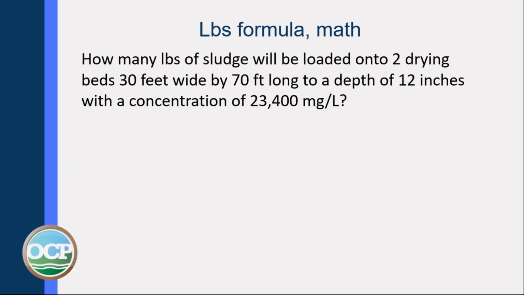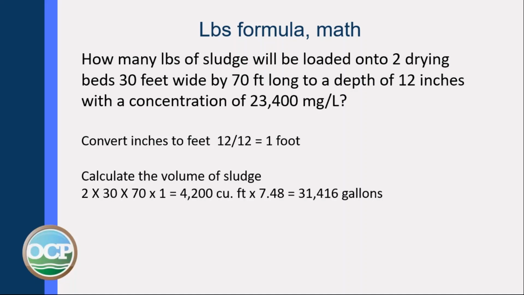There's your question again. How many pounds of sludge are loaded onto 2 drying beds, 30 feet wide by 70 feet long, to a depth of 12 inches with a concentration of 23,400 milligrams per liter? Convert the inches into feet. 12 divided by 12 is 1 foot. Calculate the volume of sludge. 2 beds times 30 feet times 70 feet times 1 foot is 4,200 cubic feet.